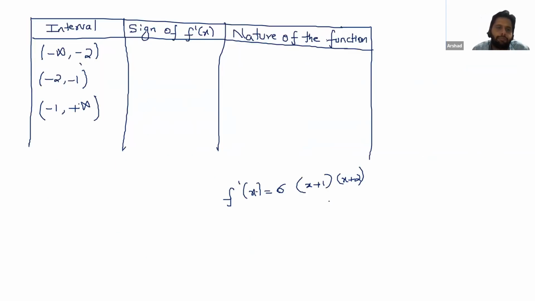Now, take any point between minus infinity and minus 2. Atif, give me a point between minus infinity and minus 2. And Darshan, you have joined late. Please be on time from the next class.